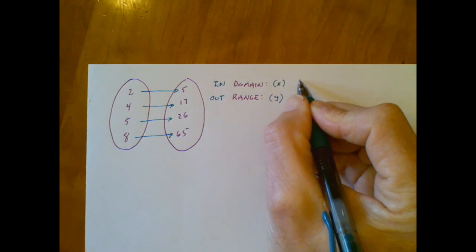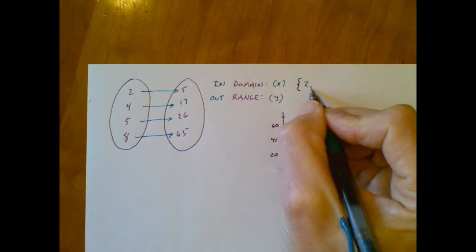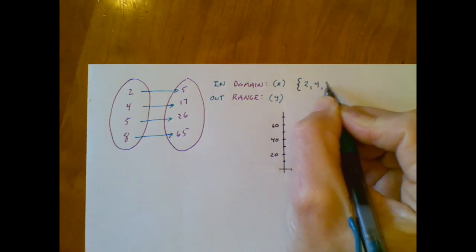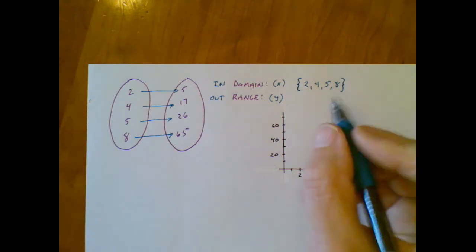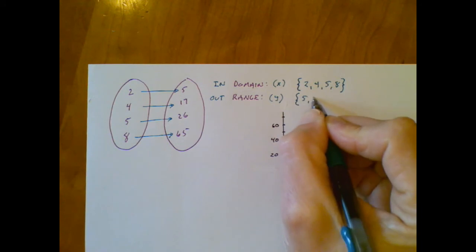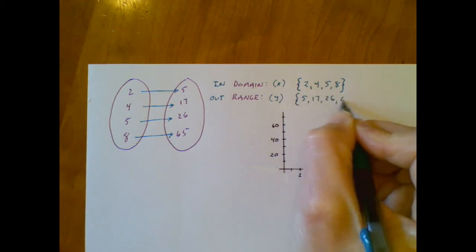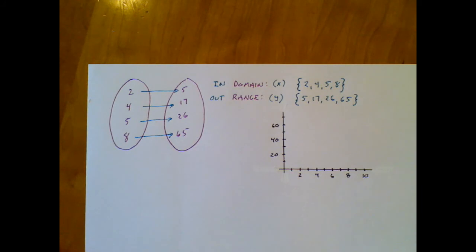but in this case, my domain is the set. There's a fancy notation that means we're going to have a set. It's this group of numbers, 2, 4, 5, and 8, because they would be the input, and the range is the output. In this case, 5, 17, 26, and 65. And of course, we can make a pretty picture out of these. I'm going to go ahead and pause this while I graph these.